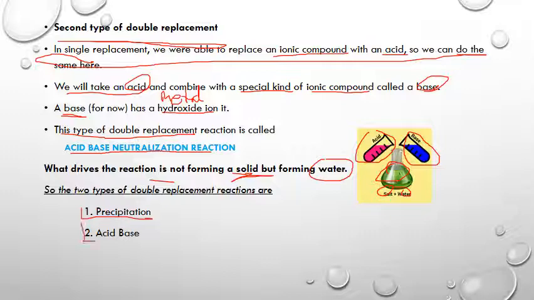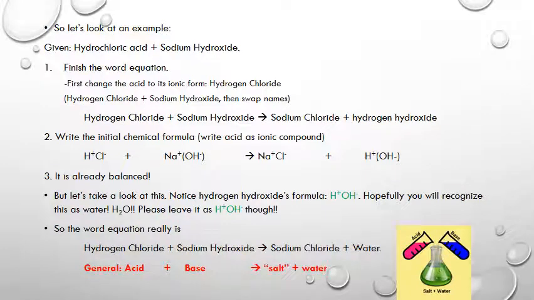Okay, and there's 2 double replacement reactions: precipitation, which we just got done talking about, and now we're going to go through acid-base. So let's go through an example. So we're going to take hydrochloric acid with sodium hydroxide. So acid plus base.